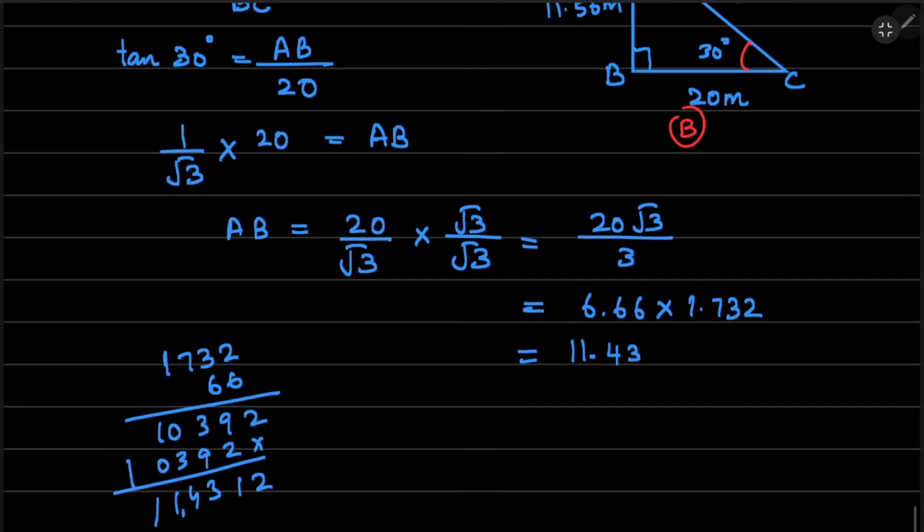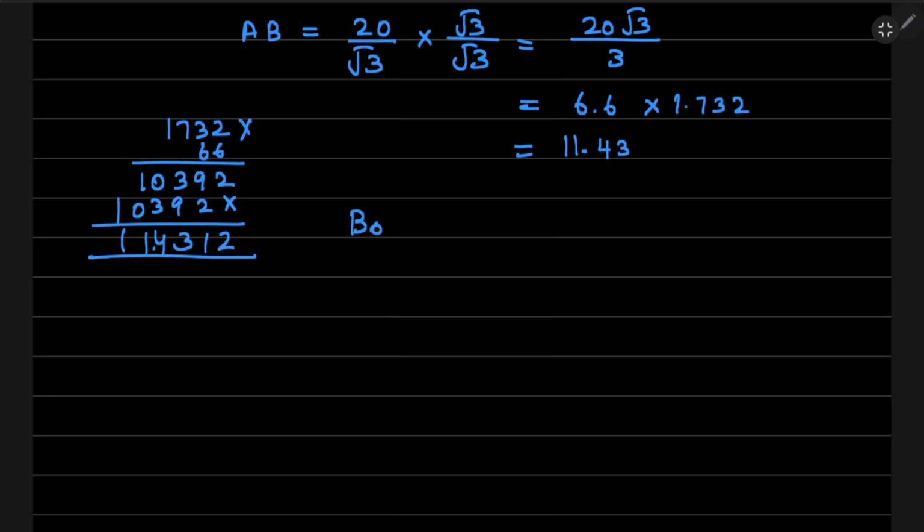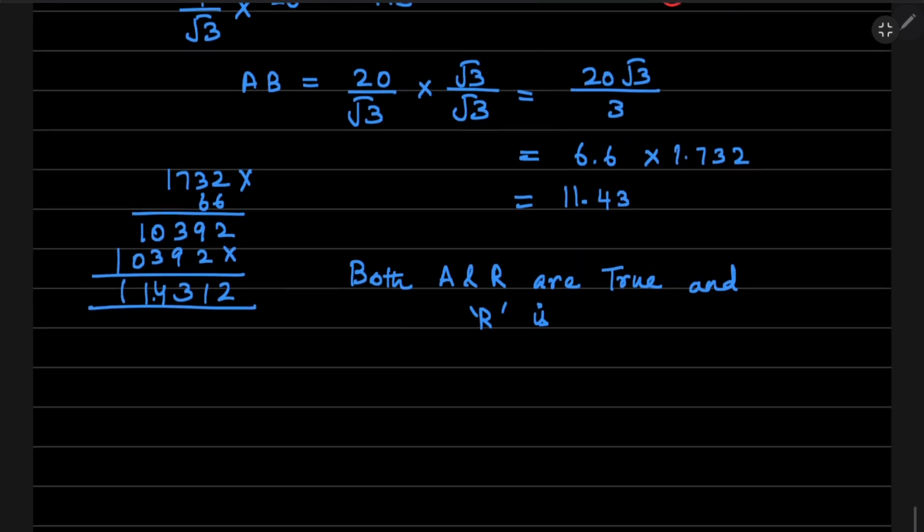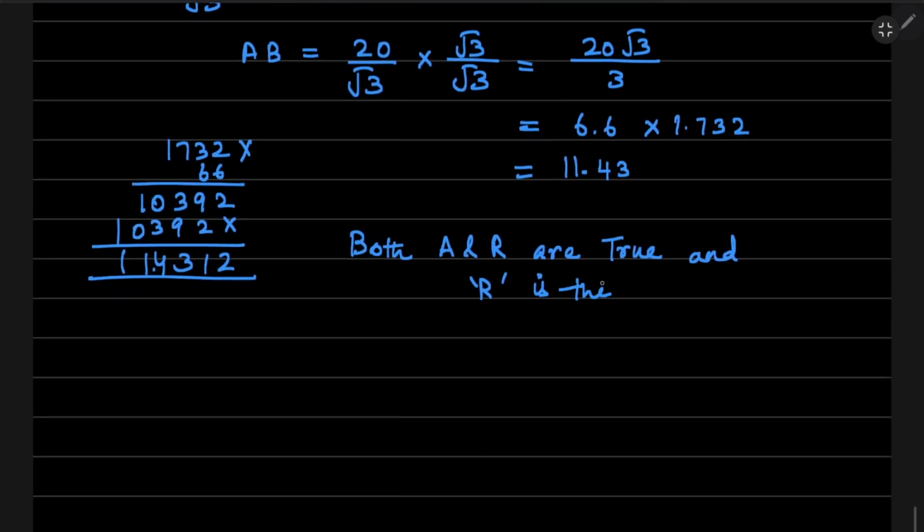What is the answer here? Approximately, right, 11.56. So you can write both assertion and reason statements are true in this case, and reason is the correct explanation. Reason, that means in below you're given tan theta equal to P by B and all that. So reason is the correct explanation of the assertion statement. Okay, so this is the answer.